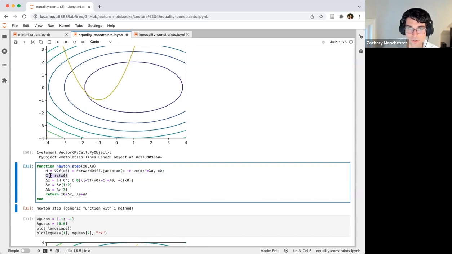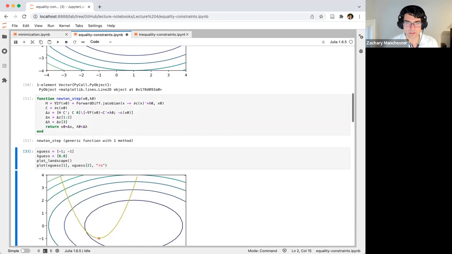Here's my constraint Jacobian. Here's my KKT system: Hessian, constraint Jacobian transpose, and the bottom row, constraint Jacobian and 0. Here's my right-hand side vector, so it's minus the gradient of the Lagrangian up top and minus the constraint on the bottom. Stack everything up, and then this is me solving that Newton system, or that KKT system, and then pulling out the x and the lambda from that vector. And then I'm doing my update, right? That's exactly what we wrote down.